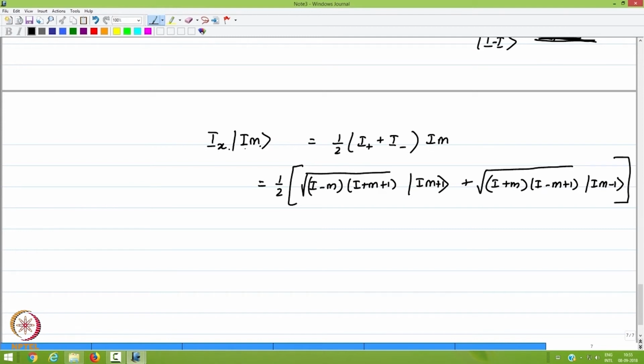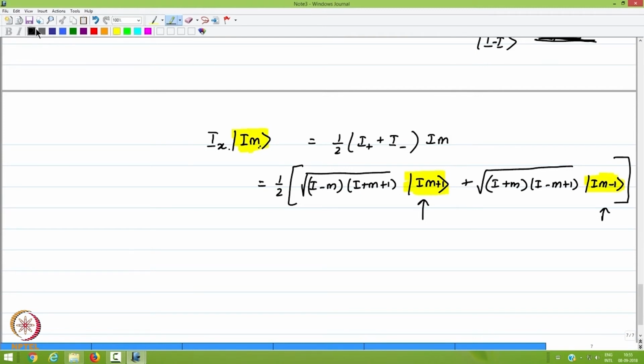Therefore, the state Im is not an eigenfunction of the operator Ix, the same way like the Pauli spin matrix Ix was not giving you the eigenvalue for the alpha state or the beta state. It gives you Im plus 1 or Im minus 1. So, let me just highlight that alone. The state Im, when it is acted on by Ix, gives you Im plus 1 or Im minus 1.